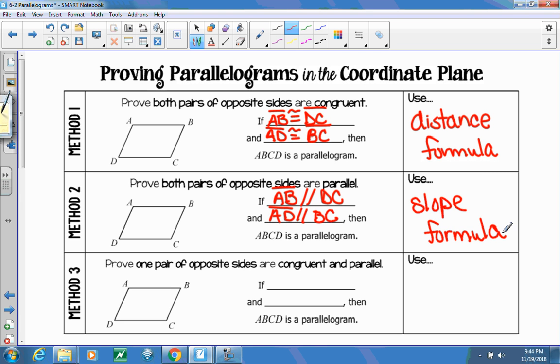And then lastly, if we can prove that one pair of opposite sides are both congruent and parallel to each other, then we have enough information. So if I can prove that AB is congruent to DC, and we can prove that AB is parallel to DC, then it's a parallelogram. So what's going to happen here is we're going to have the best of both worlds. We're going to have to use the distance formula 2 times, as well as the slope formula.